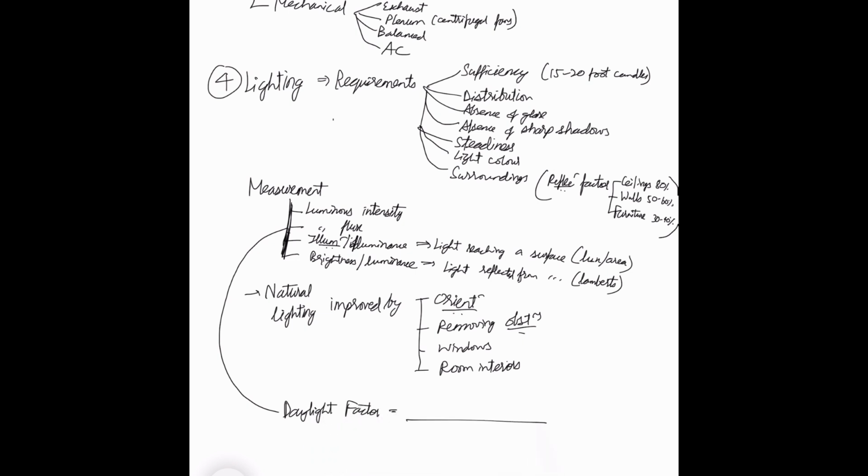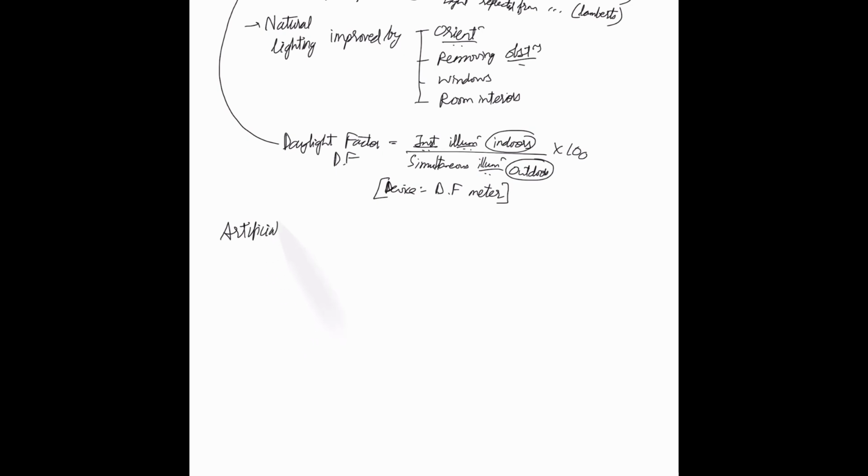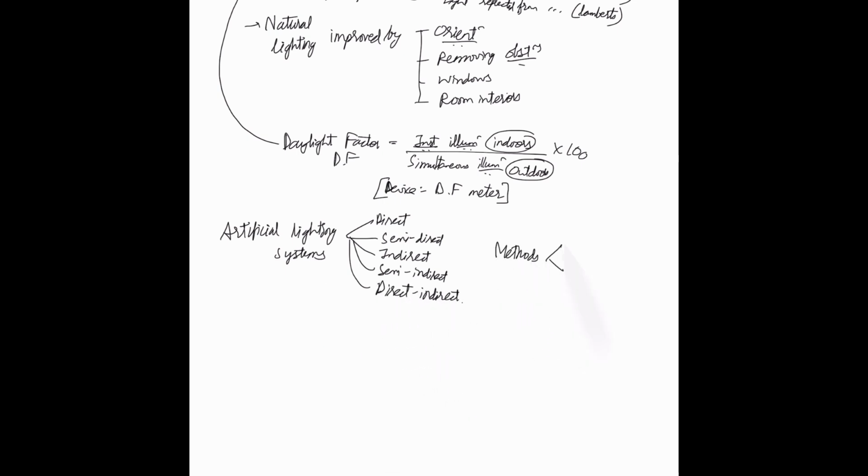Under luminous flux, we have another topic called daylight factor, which is equal to the instantaneous illumination indoors divided by simultaneous illumination outdoors, multiplied by 100. It's measured using a device called the daylight factor meter, or DF meter. Coming to artificial lighting systems, they can be classified into direct, semi-direct, indirect, semi-indirect, and direct-indirect. And the methods are lamps, which can be filamentous lamps or fluorescent lamps.